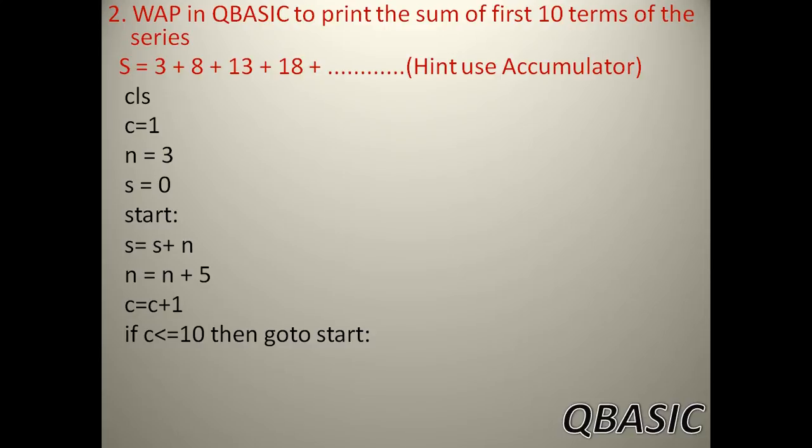If C is more than 10, then it will print the sum. The sum equals S. Then end. The total value is stored in the variable S, so we use S in the print. How will the output be? The output will be: the sum equals 255. Why 255? Because you are adding 10 terms of the series, so the total value is 255.